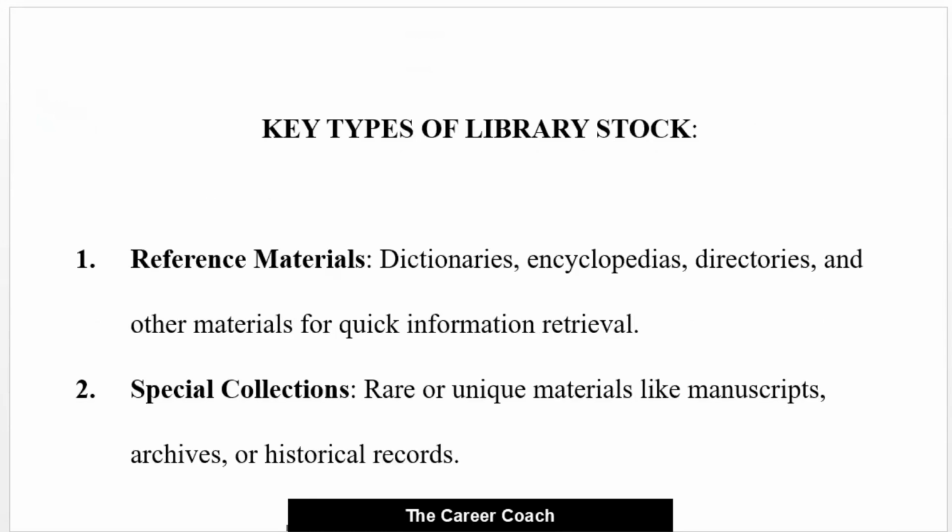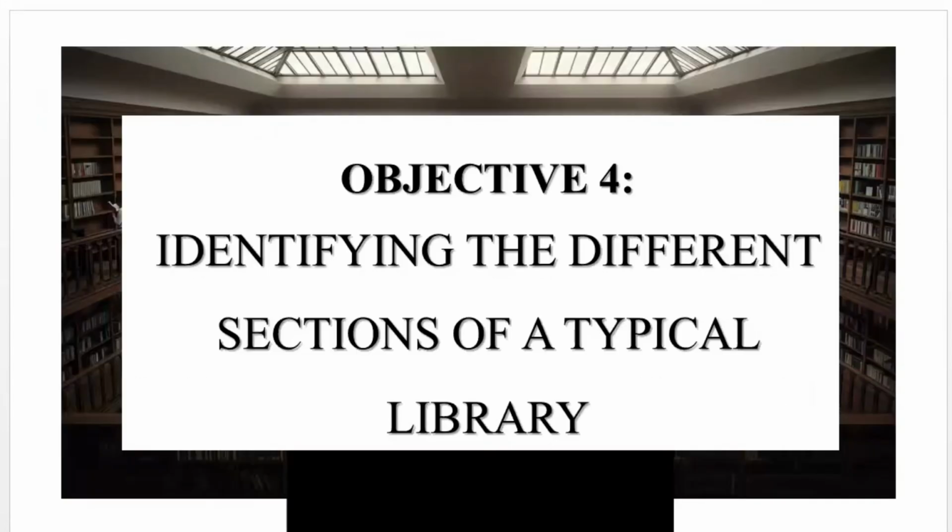Now, there are key types of library stock. We have reference materials. This includes dictionaries, encyclopedias, directories, and other materials for quick information retrieval. Then we have special collections. These are rare or unique materials like manuscripts, archives, or historical records.